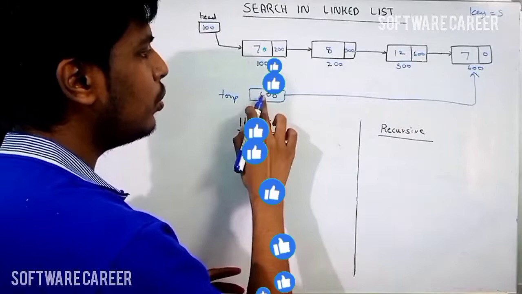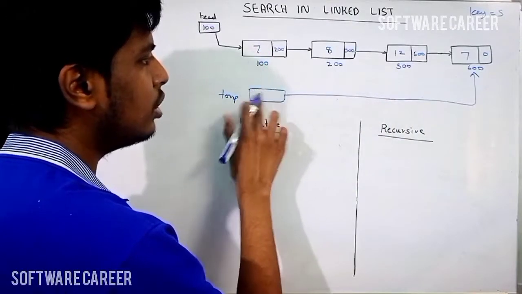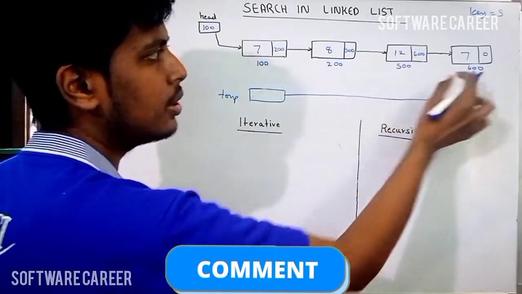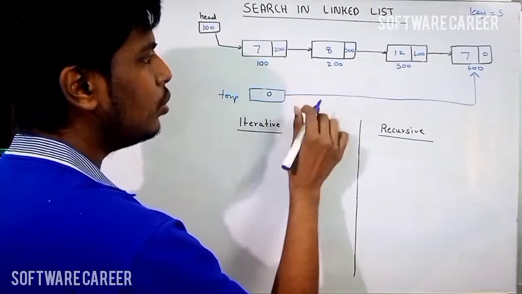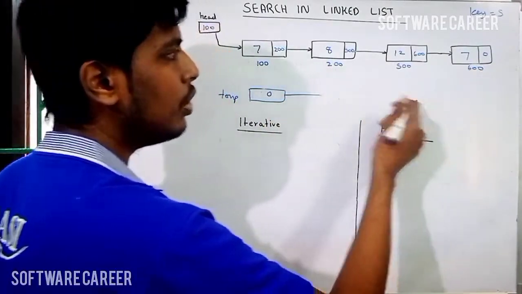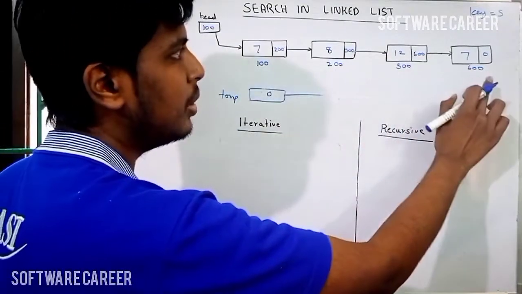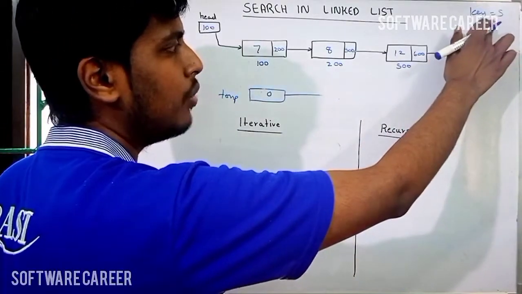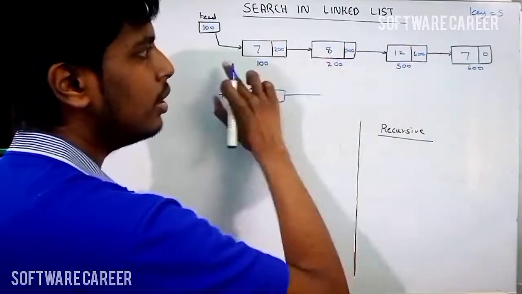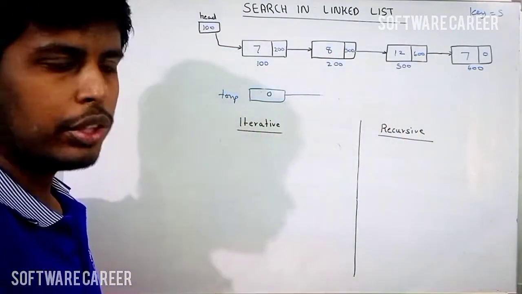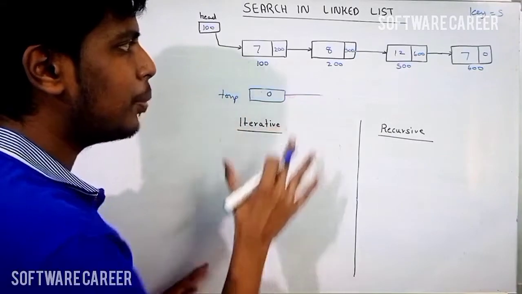So again it will move from 600. This value will change to 600 next. This is 0. Now 0 means it will not point to anything. After this there is nothing. So you have not found the key value 5 in this linked list. Then you should return false. So this is the process of linear search.